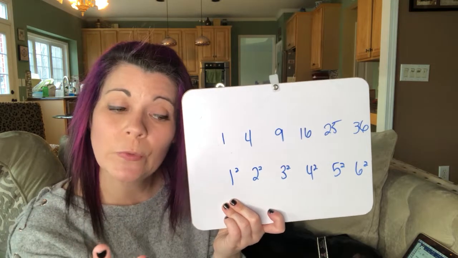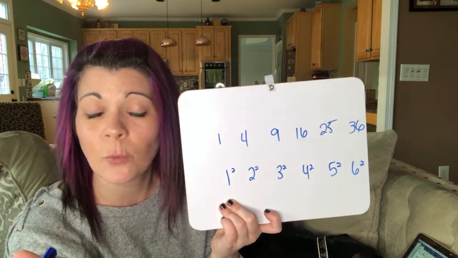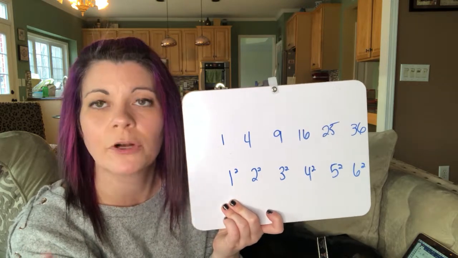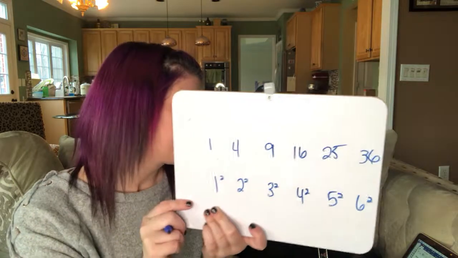Knowing those and knowing how to square those really quickly, especially all the way up to 12 at least, 12 times 12 is 144. Knowing your perfect squares up to 12 times 12 is going to be really helpful for you.